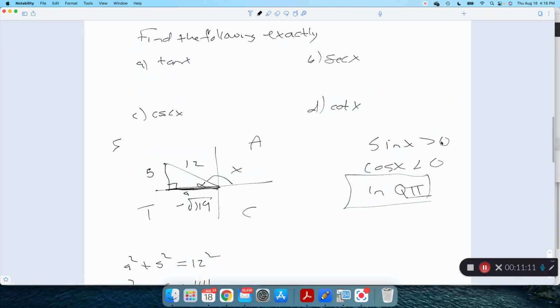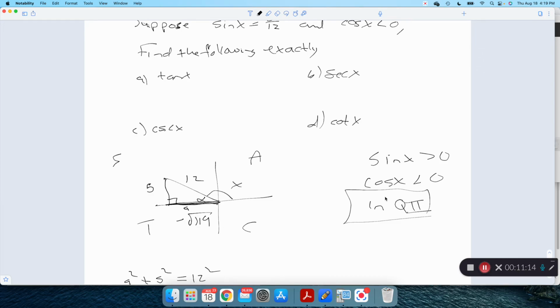Now, from this triangle, I can literally just read off all of these. Tangent will be opposite over adjacent. 5 over negative square root 119. Secant is just 1 over cosine. That's the way I think of it. So I would look here and find the cosine first. Cosine would be adjacent over hypotenuse. I got to flip that over. Hypotenuse over adjacent. 12 over negative root 119.